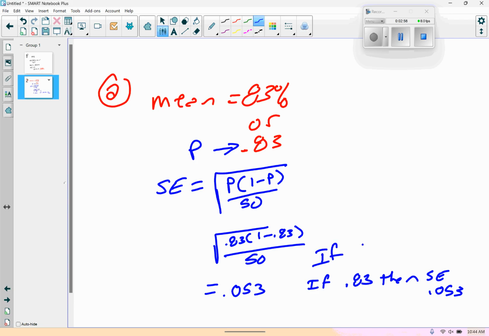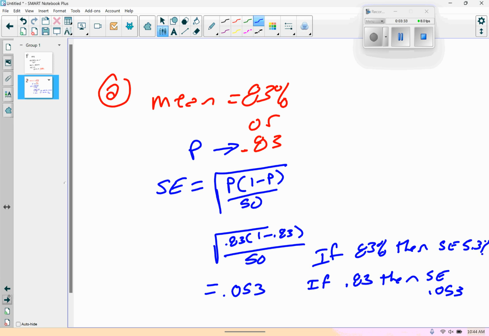If we are using the 83%, then we would make this a percent. So what's the right way to do it? Keep the percents with the percents, keep the decimals with the decimals, don't mix a percent with a decimal. We're on page 75, we just started. All right, so that's our standard error. I'm going to keep it as decimals.